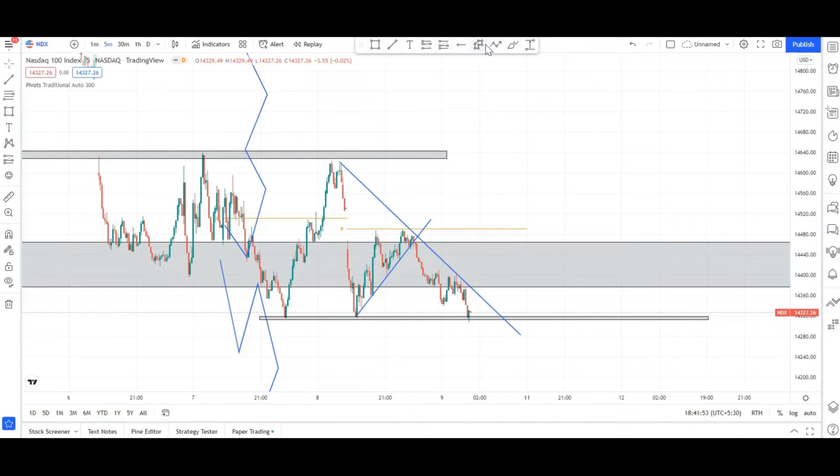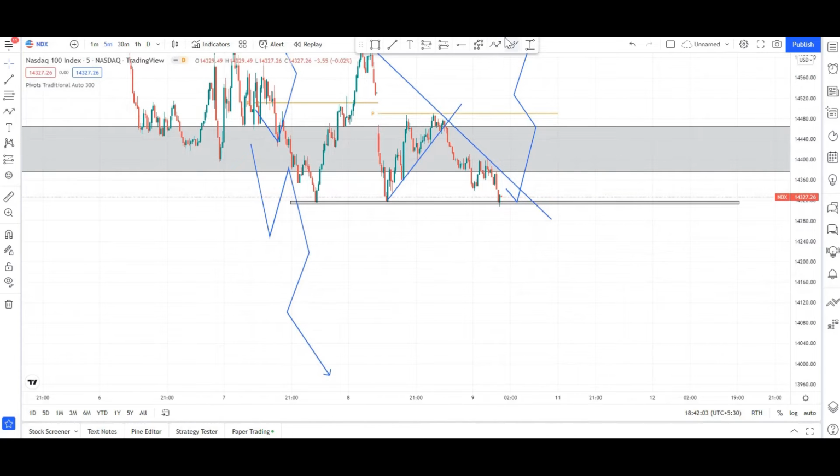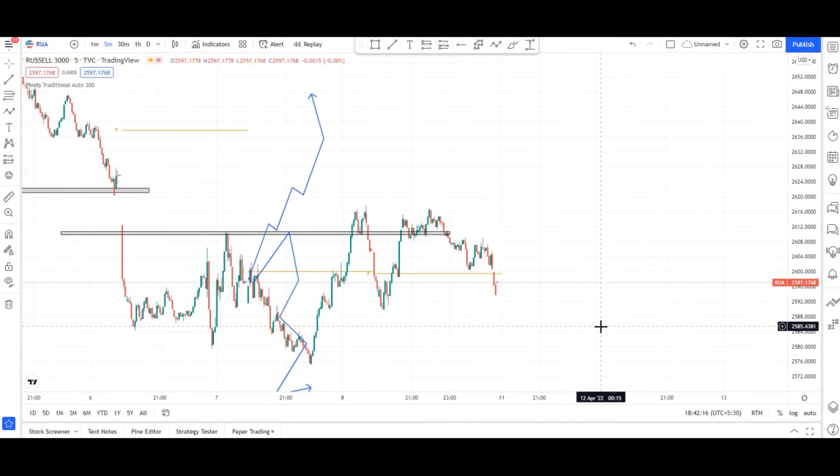Okay guys, if this breaks, then you can expect your first target guys, second, third and further also. If it breaks, then you can expect a heavy fall in this. You can expect your first target, second, third and fourth guys. Okay guys, we can see the next index, Russell 3000.